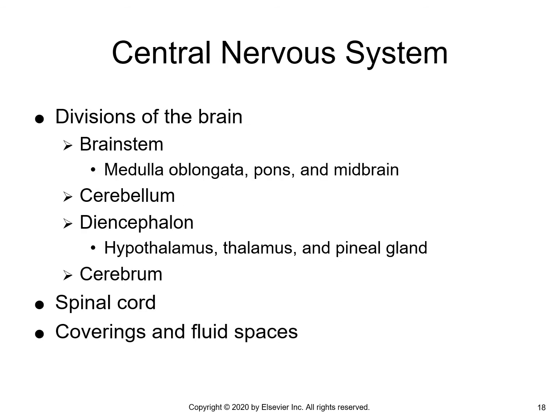Now moving on to the central nervous system, the divisions of the brain. We have the brainstem, which includes the medulla oblongata, the pons, and the midbrain, the cerebellum, the diencephalon, which houses the hypothalamus, thalamus, and pineal gland, and then there's the cerebrum, spinal cord, coverings, and fluid spaces.